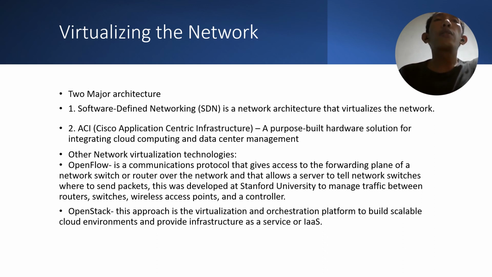Two major architectures. First is software-defined networking. It's a network architecture that virtualizes the network. The second is the Application Centric Infrastructure, or ACI, a purpose-built hardware solution for integrating cloud computing and data center management.